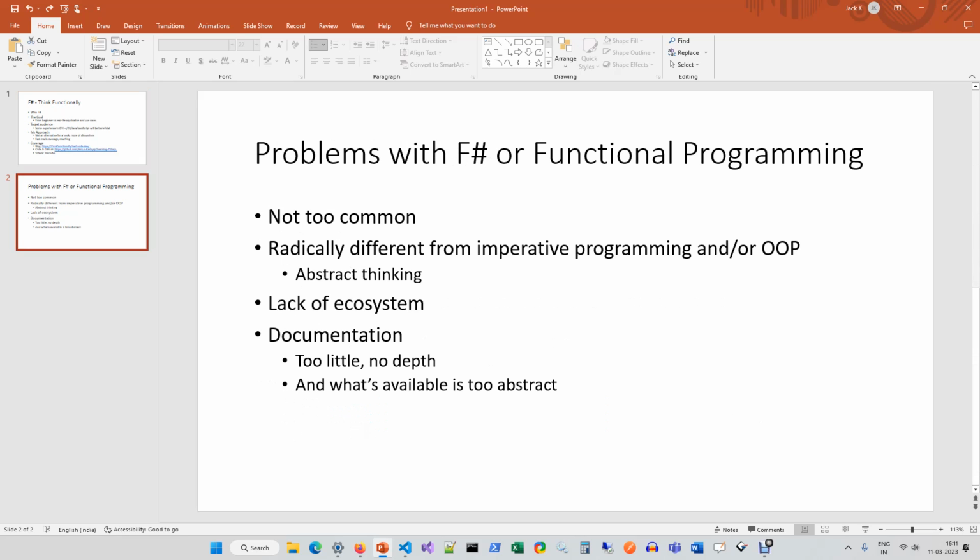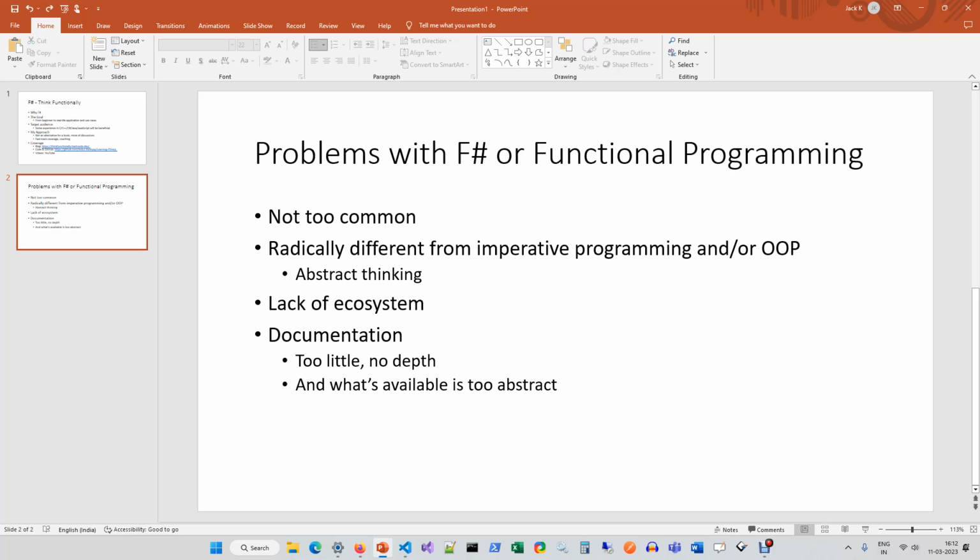And before we begin, here's more of a disclaimer. There are problems with F#. F# is not the perfect substitute to object-oriented programming and or imperative programming. And here are the key issues that I personally either faced or the reasons I advocate when I have to raise issues against F#, is that functional programming and or F# is not too common, which means that you don't find too many people to discuss these issues.